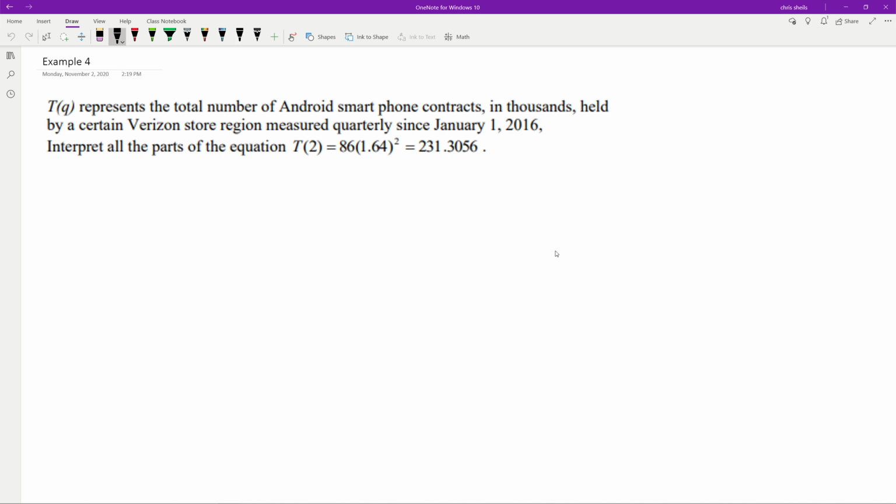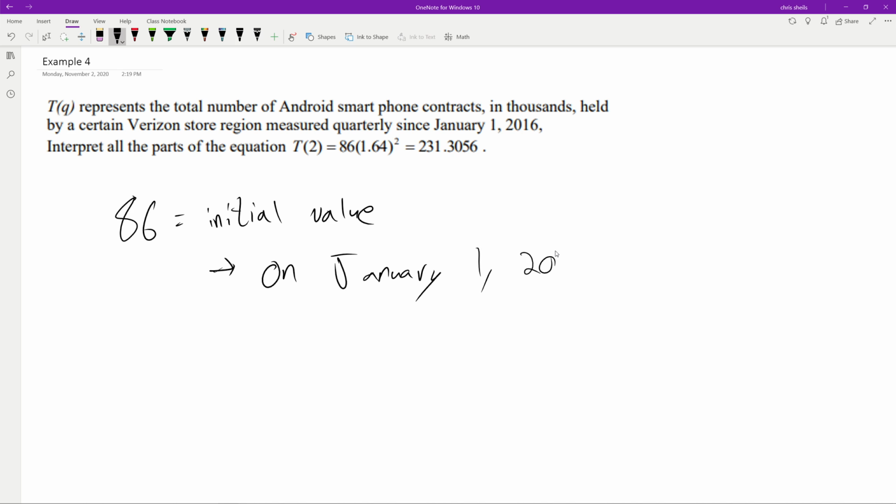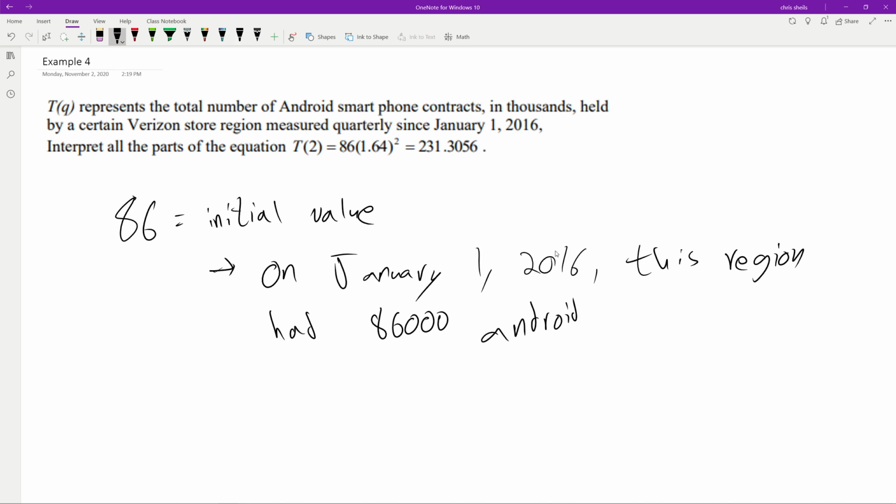So interpreting this, I know that 86 is my initial value, right? 86 is my initial value. And what this means is that on January 1st, 2016, this region had 86,000 Android smartphone contracts.